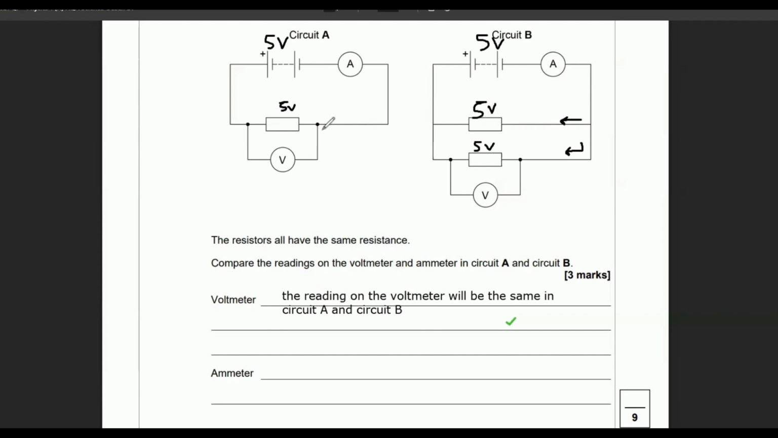So here they say the resistors all have the same resistance, but it doesn't mean that the circuits have the same resistance. So if this is 3 ohms and this is 3 ohms and this is 3 ohms, because it says they've all got the same resistance, what we know is the total resistance in parallel will be less than 3 ohms. So there's less resistance in a parallel circuit, so the current will be higher. Current is higher in circuit B than circuit A. And here we go, it's going to get us all of the marks.